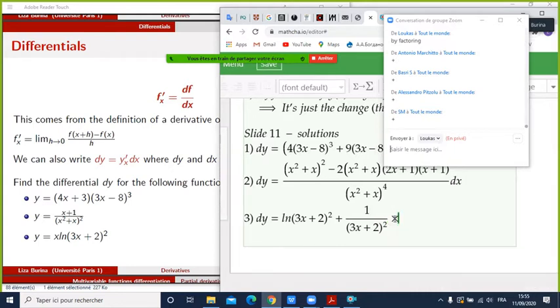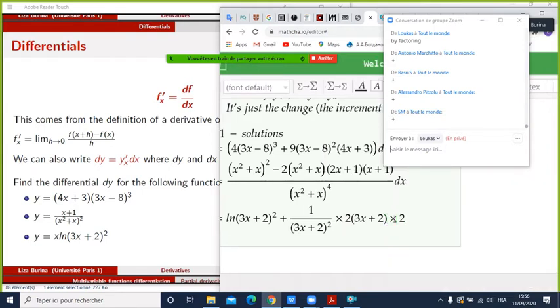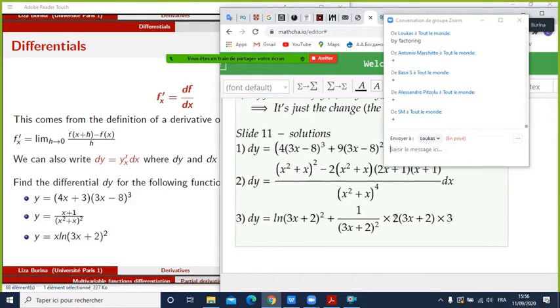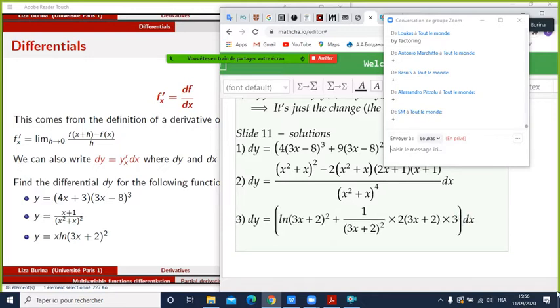And then we're going to have this multiplied by, well, let's write it with times. It looks like a step-by-step: times 2, (3x plus 2), and then times 3, sorry. And then we're going to put big parentheses and dx. Give me a plus or minus. Okay, check.